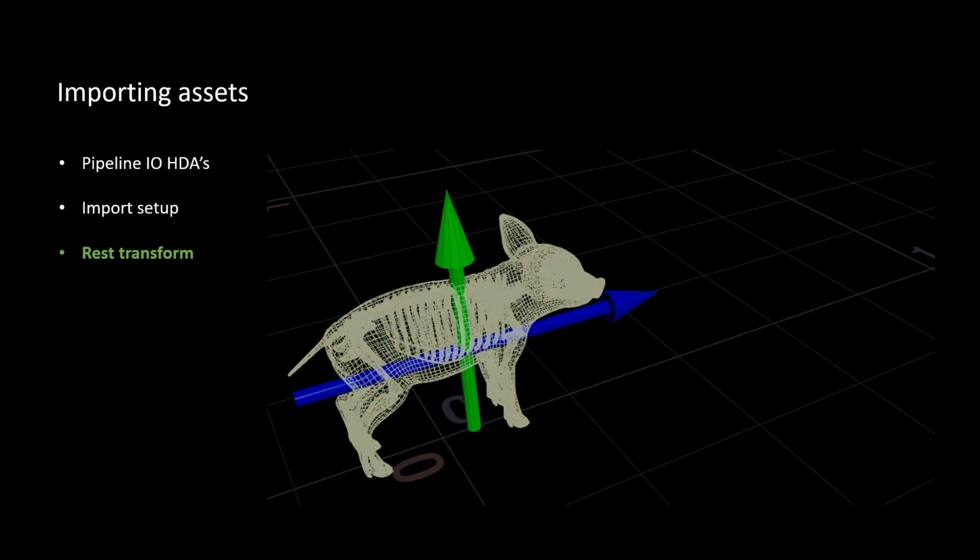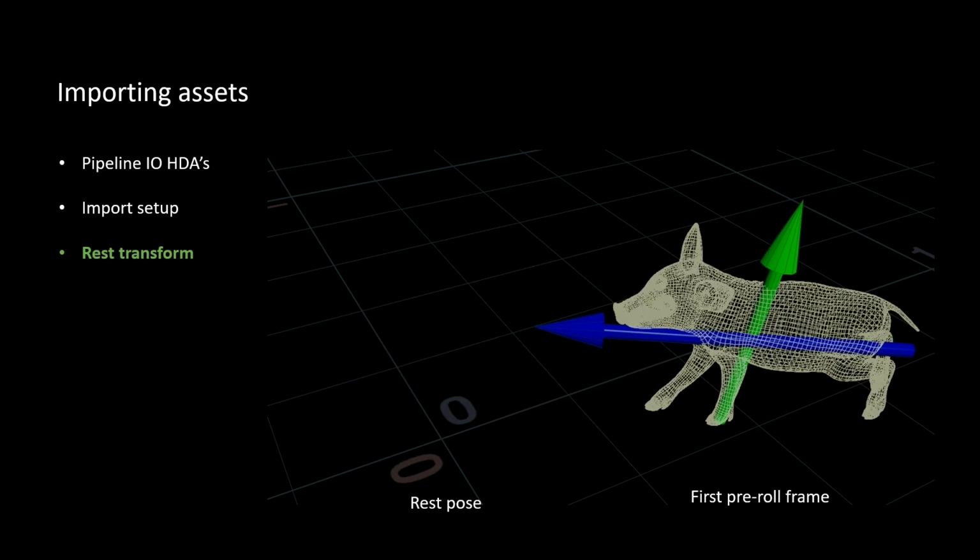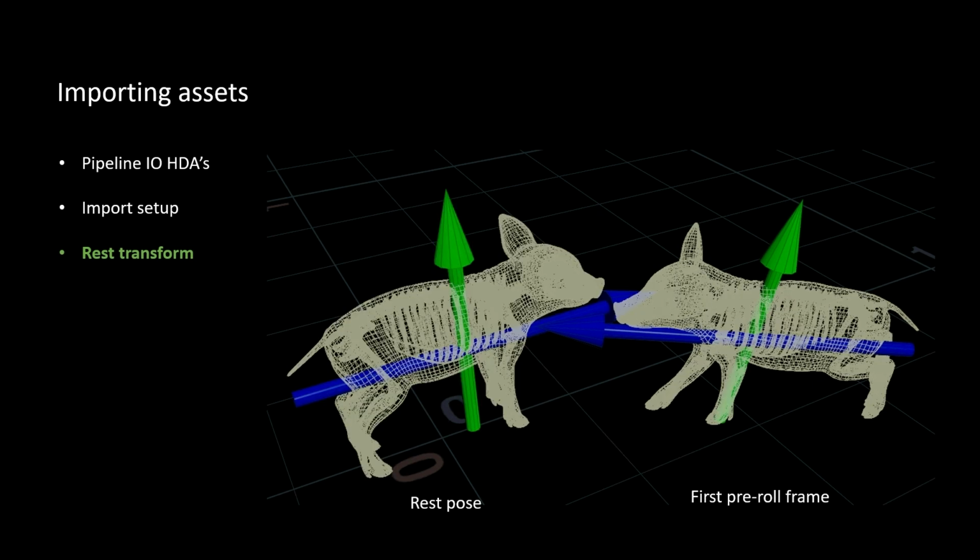So what we did was we took the REST model of the pig, and by measuring the bounding box values of this REST pose, we created 2 polylines, one going in the Z direction and one going in the Y direction. So we had this coordinate system, and then we just point deformed that to the first pre-roll frame of whatever animation was being brought in. And now we have these 2 coordinate systems.